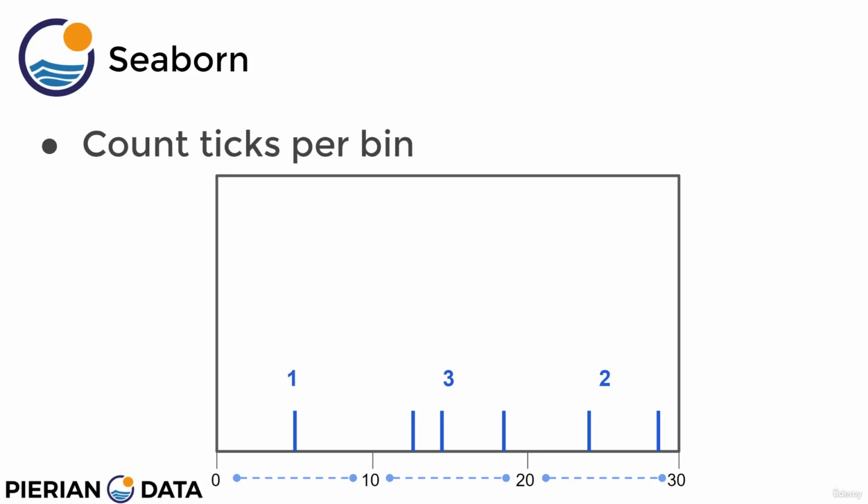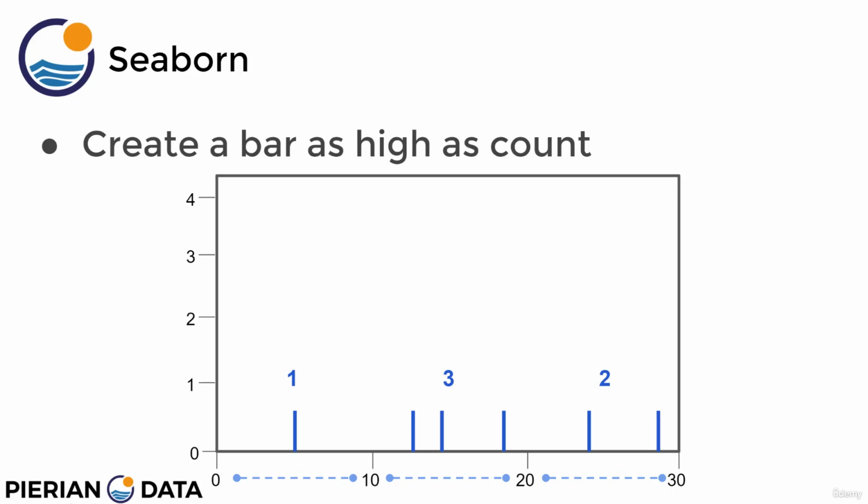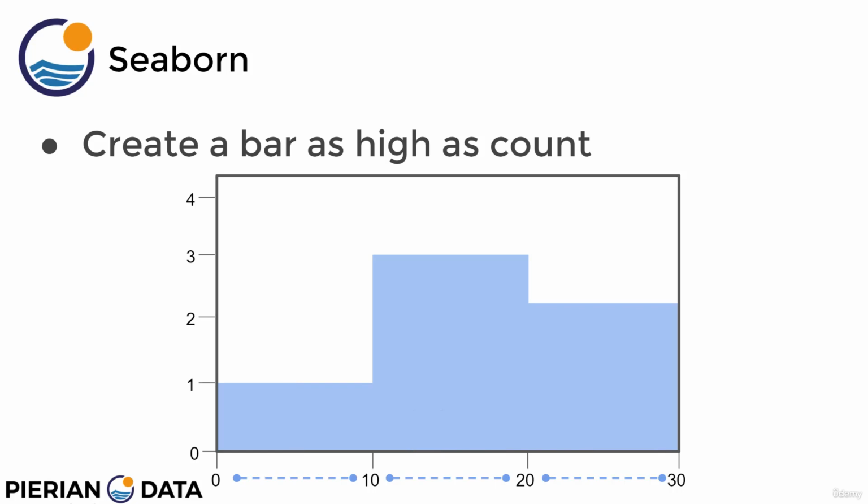Then we're going to count the number of ticks that there are per bin. There's 1 tick between 0 and 10, 3 between 10 and 20, and 2 between 20 and 30. And then we'll create a bar that is as high as the count. Essentially, for each of these bin widths, we count how many ticks there are, and then we create a bar that's as high as the count. There is 1 tick between 0 and 10, so that bar gets to be 1 unit high. Then there are 3 instances between 10 and 20, so that bar is 3 points high. And between 20 and 30, there are 2 instances, so that bar is 2. And so eventually you get this, which is your histogram.